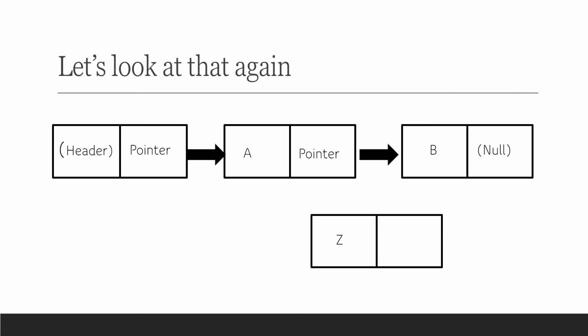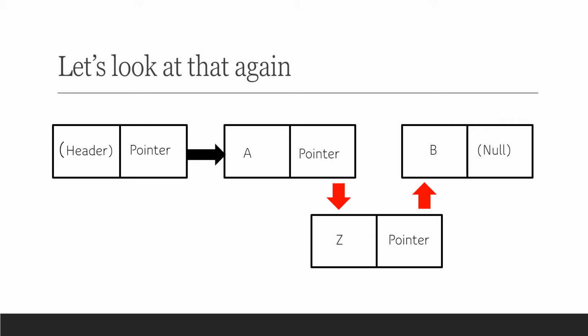Let's look at that again. The first thing I have to do is hook the new node onto B. If I don't do that, then all the remainder of the list will be lost. Remember, the computer only knows where values are by following the pointers. So the first thing I've got to do is make sure that my new node is joined on to the remainder of the list.